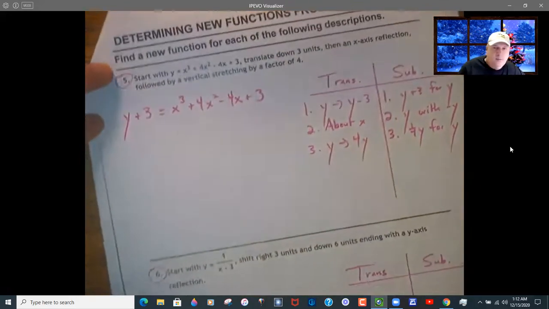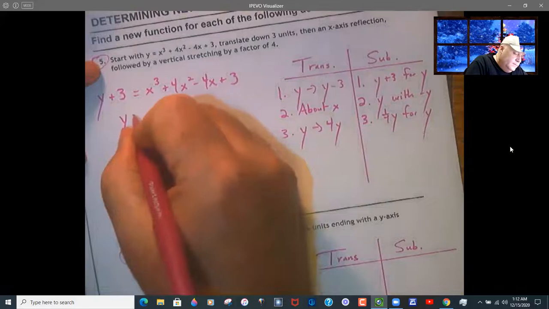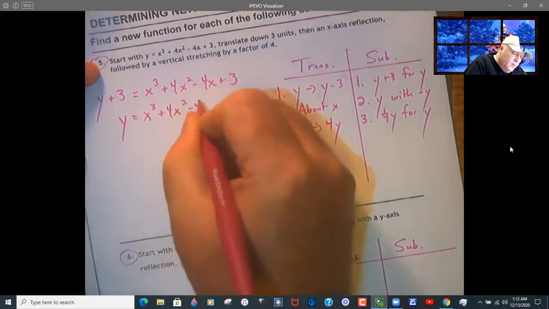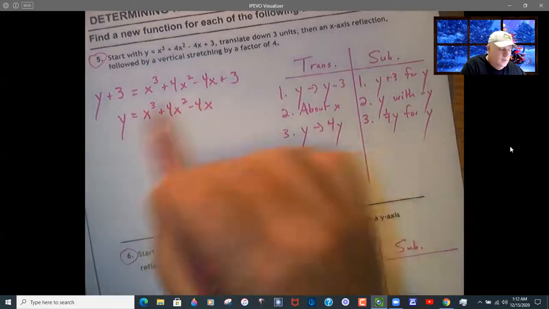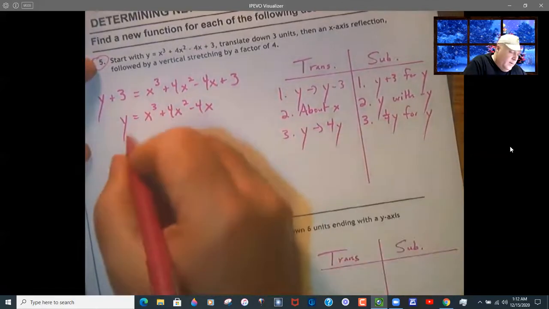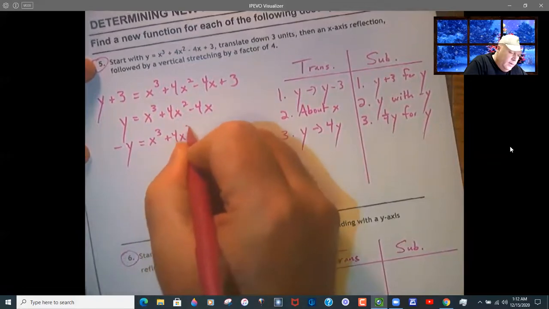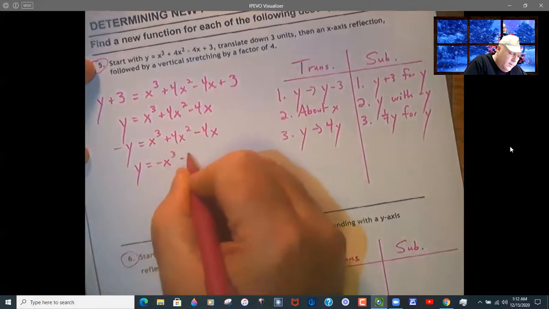A lot of students will forget to take the inverse. And then from there, they may do their simplification wrong or solving for y incorrectly. So subtract 3 over, it knocks the 3 out. Now we have to replace y with negative y and also again solve for y. So this just involves running a negative through the right-hand side.